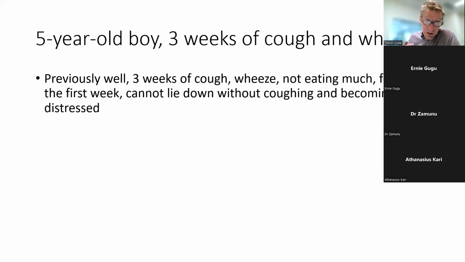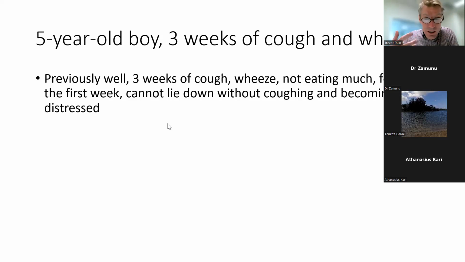Tuberculosis can do it in terms of infections. Whooping cough, tuberculosis. There's another infection in 5-year-old children that could do it. Does anyone know what that is? The rheumatic heart disease. Yes, good. Rheumatic heart disease, perhaps causing heart failure now, then cannot lie down. That's true, yeah. So this child can't lie down without coughing and becoming distressed.